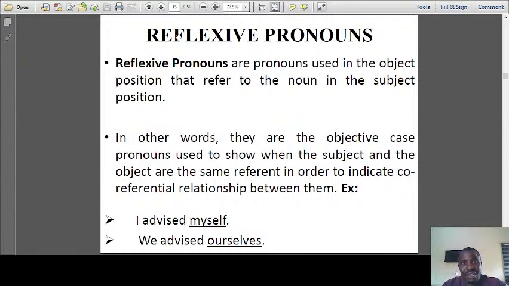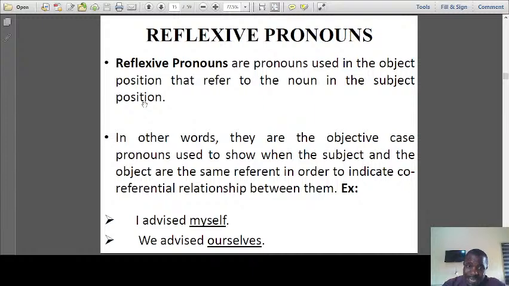The next one is reflexive pronoun. Reflexive pronouns are objective case pronouns that refer to the subject position. Now look at the definitions. Reflexive pronouns are pronouns used in the object position. Take note of the object position, that refer to the noun in the subject position. They are used in the object position to refer to the noun in the subject position. So they reflect back to the subject.